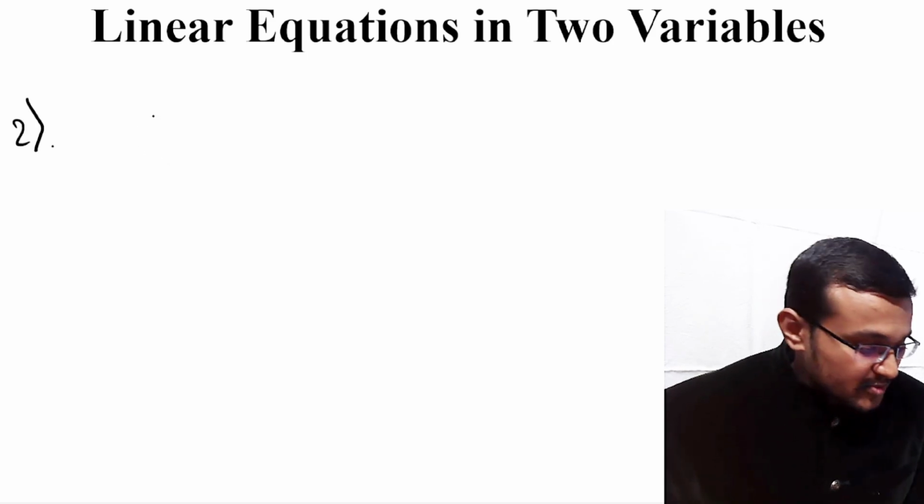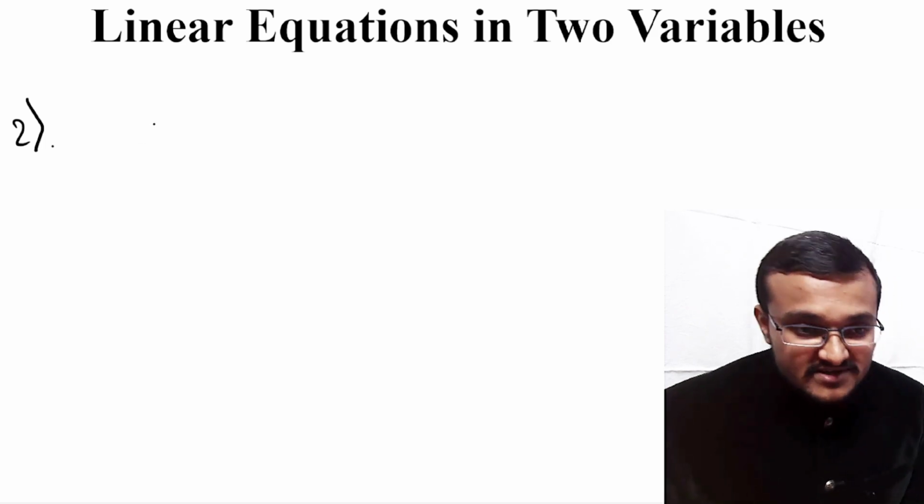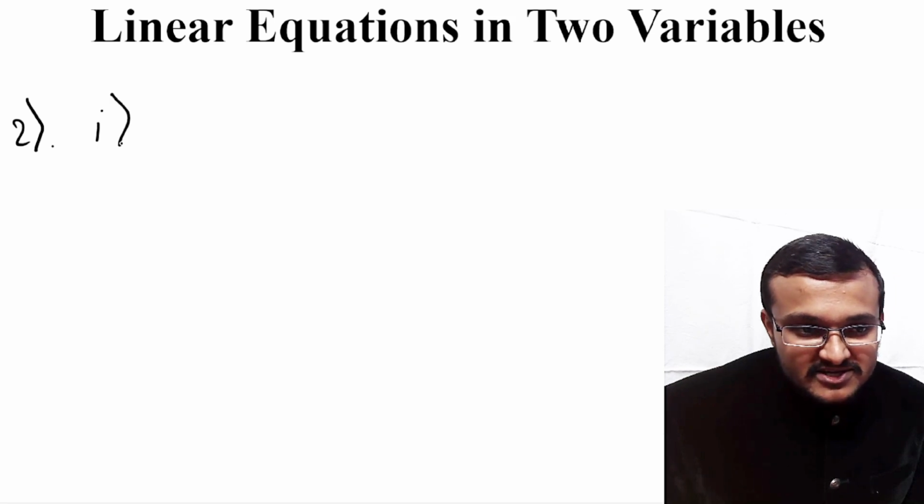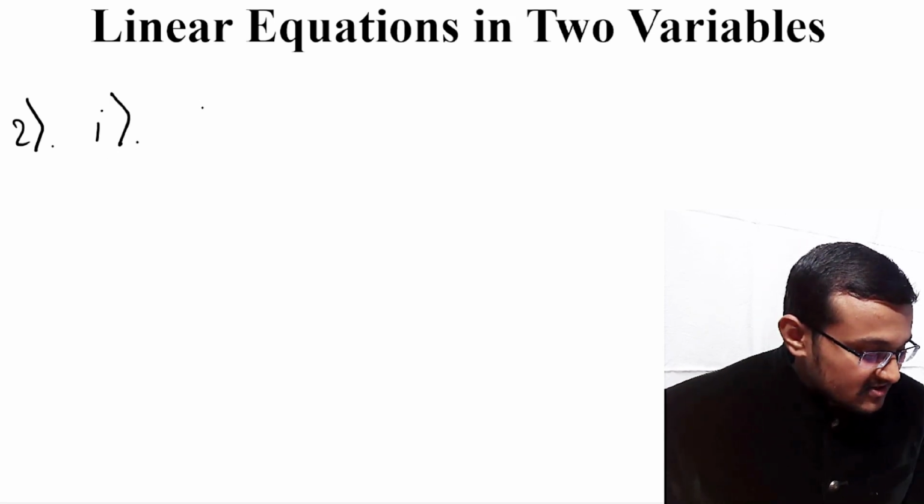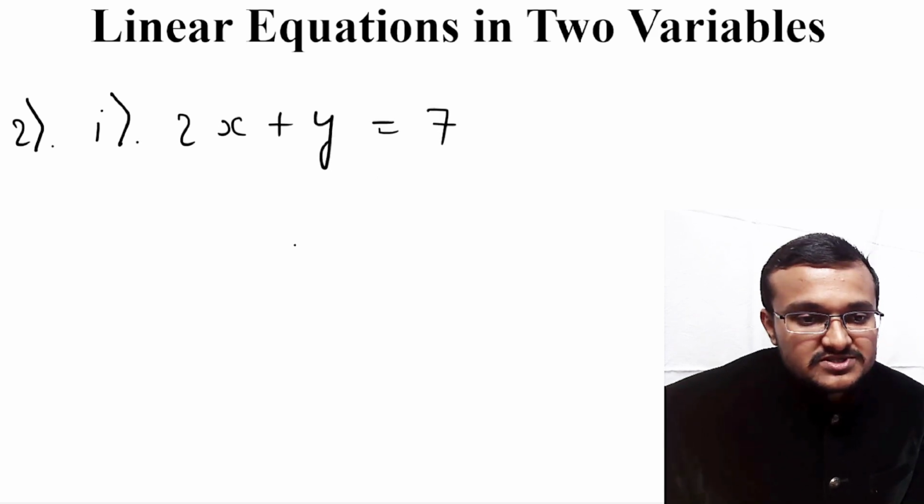Now we will look into the second question in this particular chapter, in this particular exercise 4.2. In the second question, you have to write 4 solutions for each of the following equations which they have given. I'll solve one particular question, and the remaining 2 questions you can solve on your own. I'll solve the first question, that is 2x plus y is equal to 7.